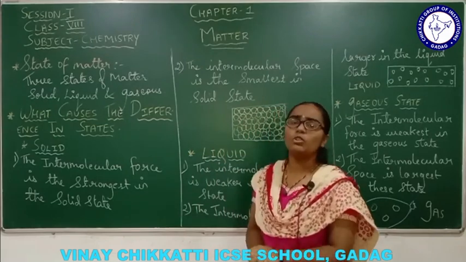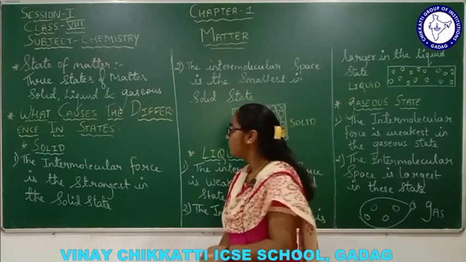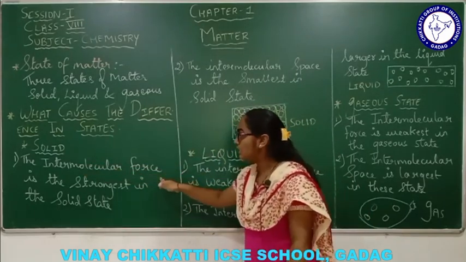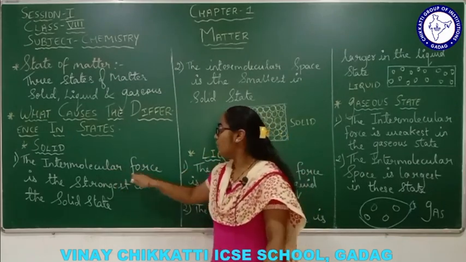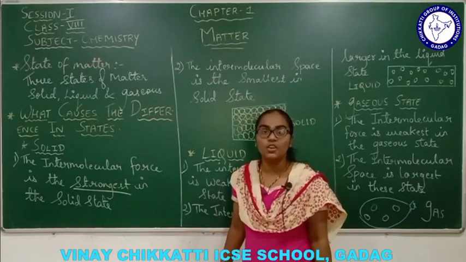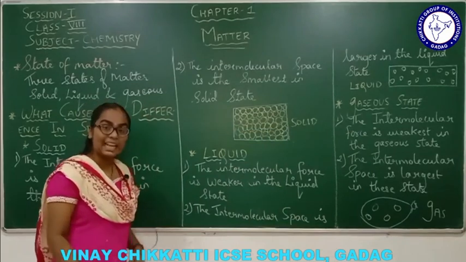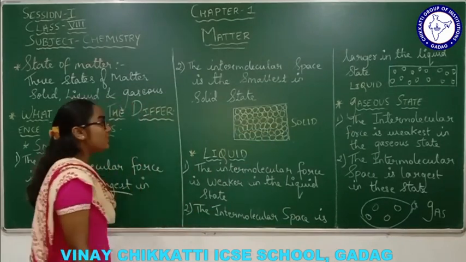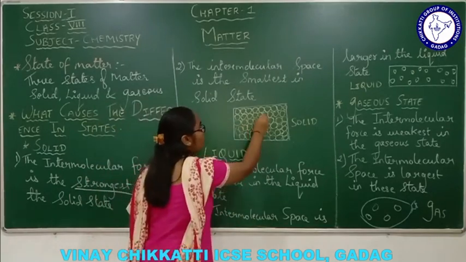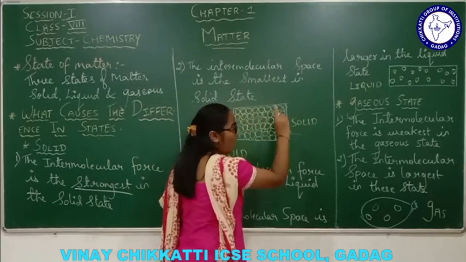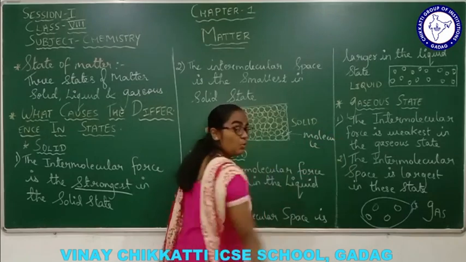Okay, now how will the force be behaving in the solid state? So the intermolecular force in the solid is the strongest, right? So the intermolecular force is the strongest in the solid. Now let's take an example, with the help of a diagram, we'll understand, right? So what they're saying, the intermolecular force is strongest in the solid. Now these are the molecules of solid. So whatever I have drawn with a round shape is called a molecule, because matter is made up of tiny particles called molecules, right?